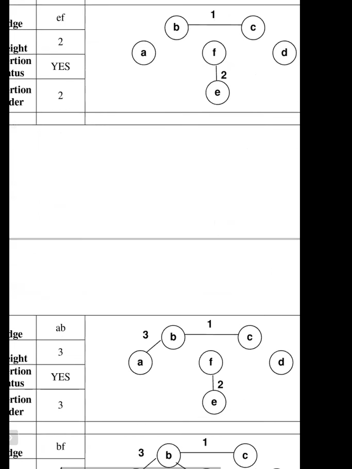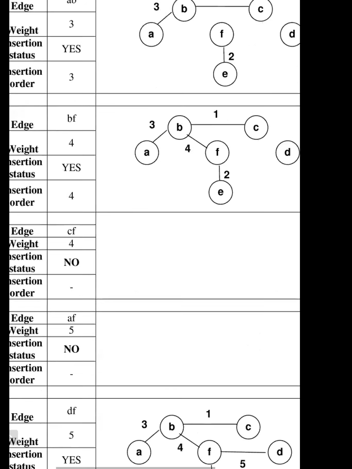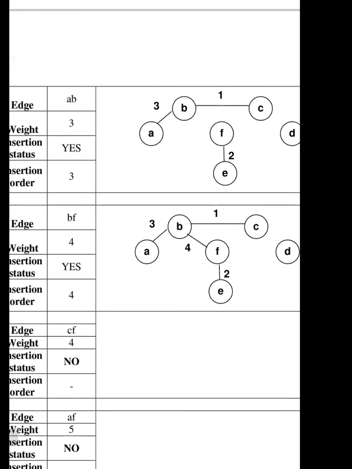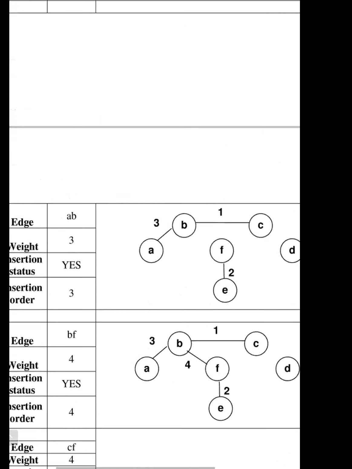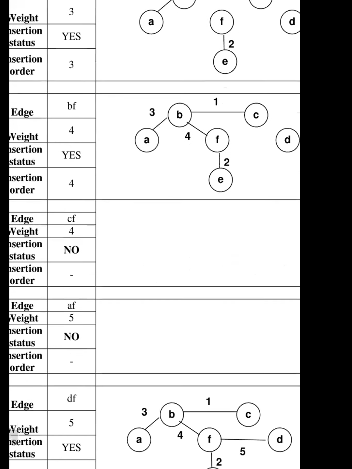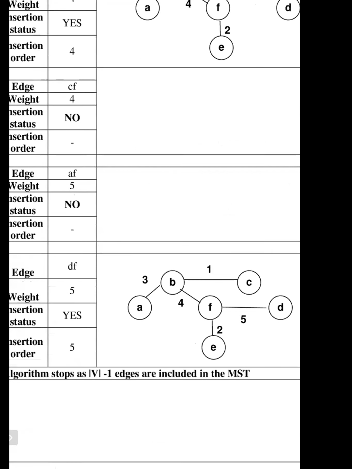Then AF. Can we take AF? No, we cannot take AF either. If we take AF, again it will form a loop. So we cannot take AF. Can we take DF? Yes, we can take DF.